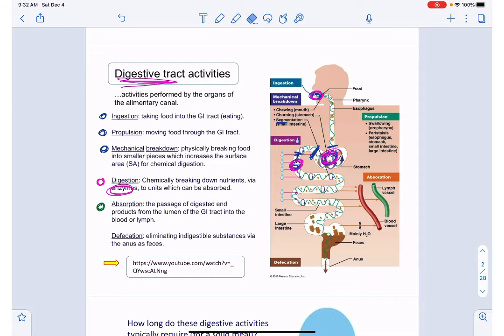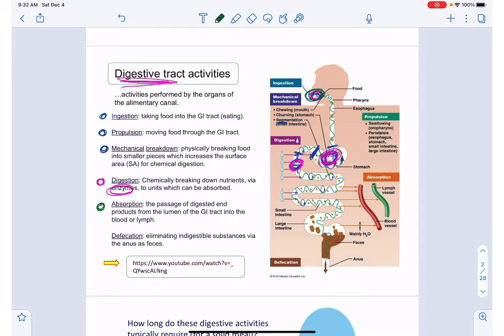So where does absorption occur? Well, a little bit of absorption probably does occur in the oral cavity. You've heard of sublingual medication, where that's medication you put under your tongue, and then it can dissolve through the epithelium and get into the blood supply.